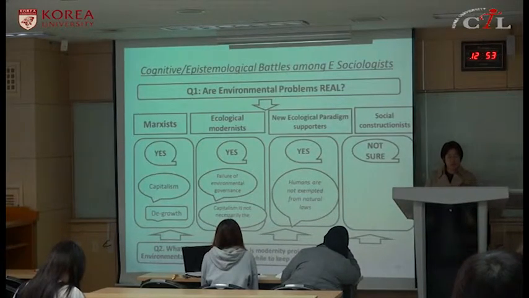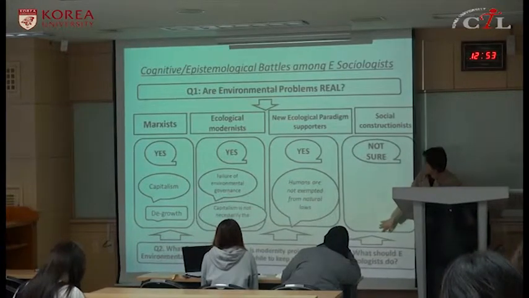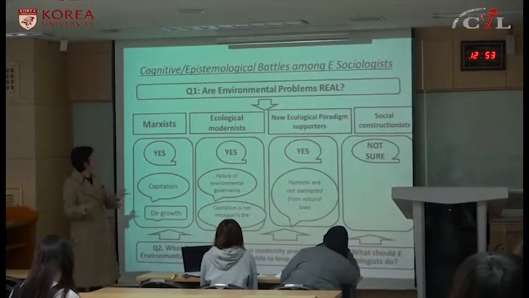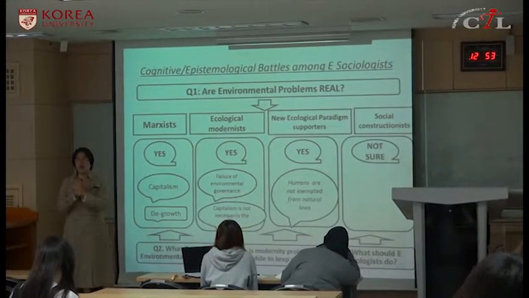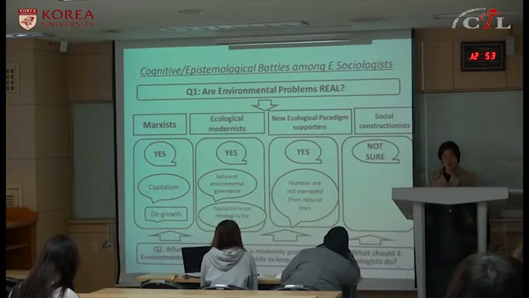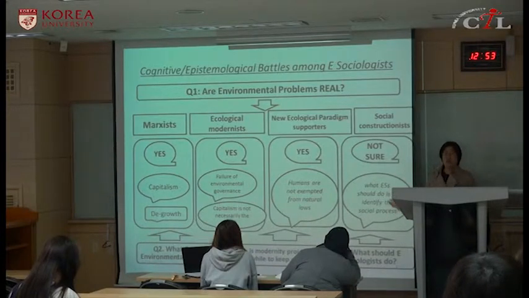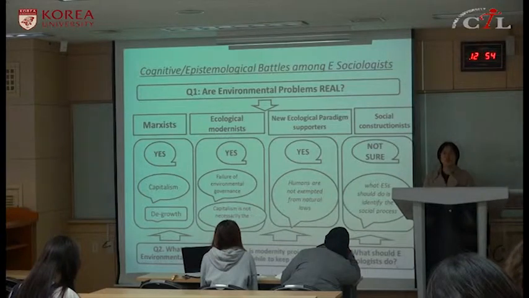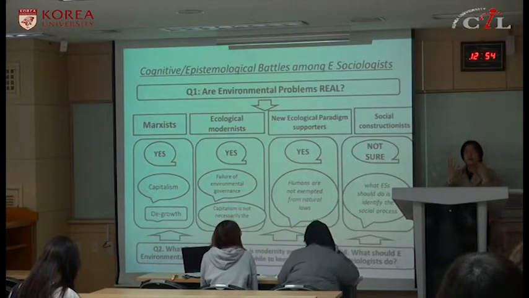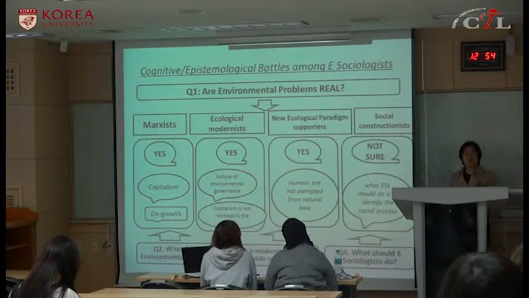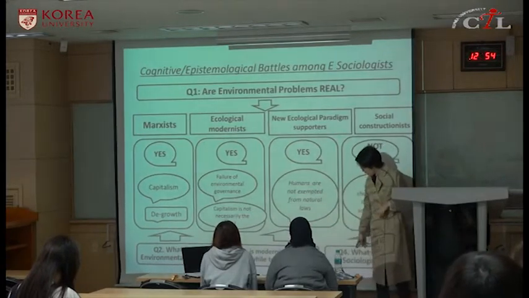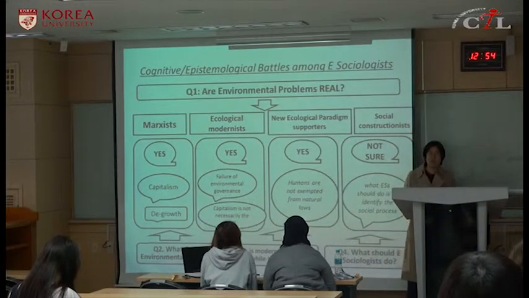Is the modernity project worthwhile to keep ahead? Ecological modernists say the modernity project should keep going ahead. But the Marxists and new ecological paradigm supporters are somehow not so sure about the positive aspects of the modernity project. And what should environmental sociologists do? Social constructionists consider that environmental sociologists should find out the social process by which certain aspects of the natural environment are picked up as problems and shared by society members as problems. And the answer of these three groups to this question is that we have to find solution measures to environmental problems.